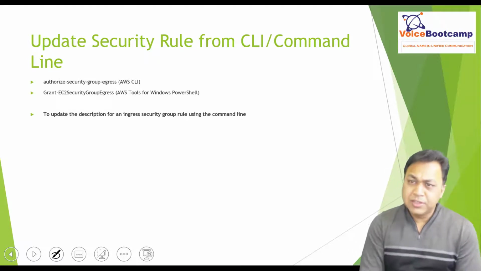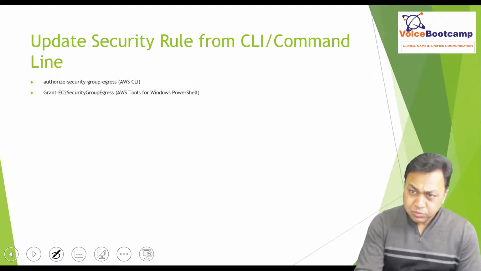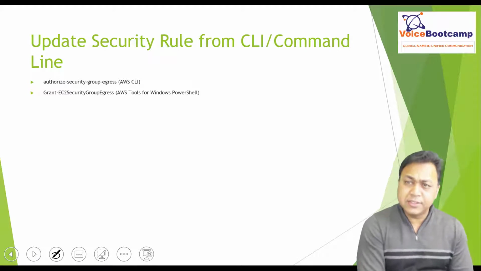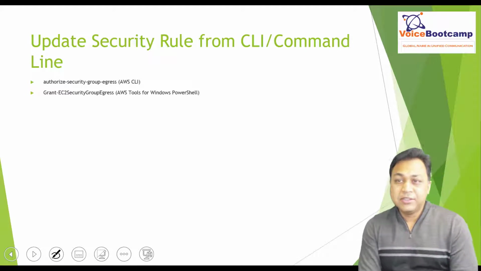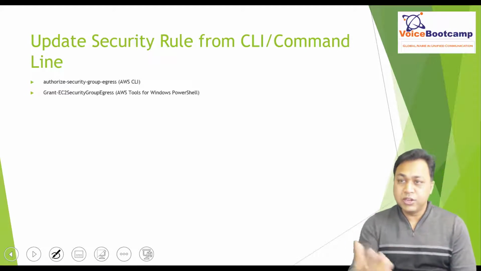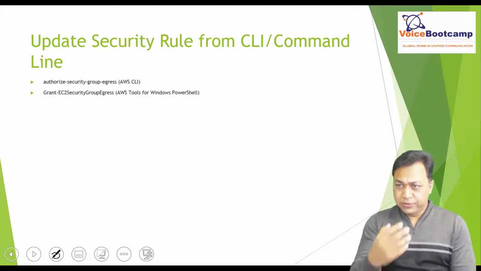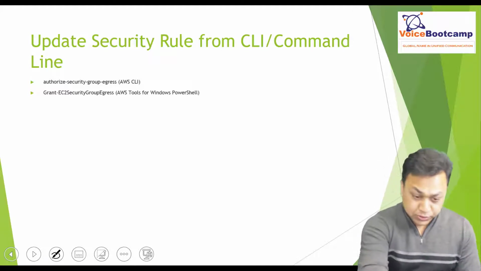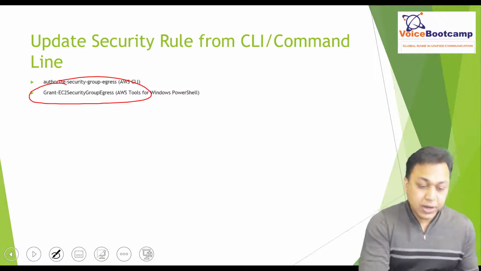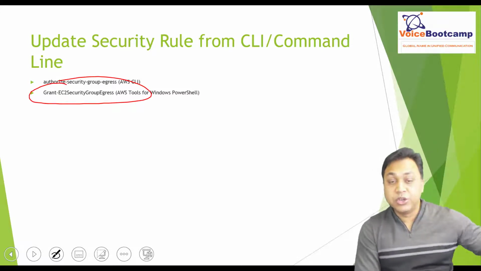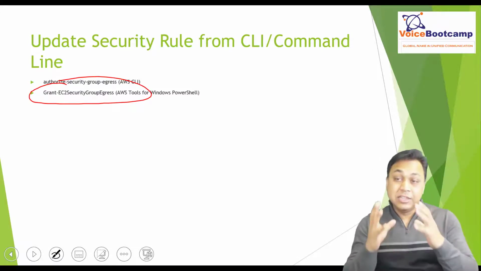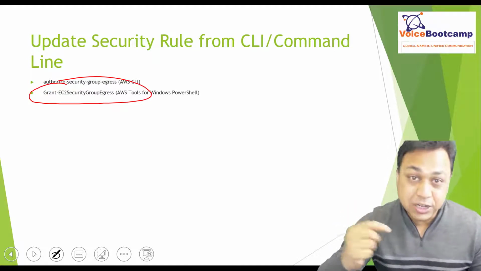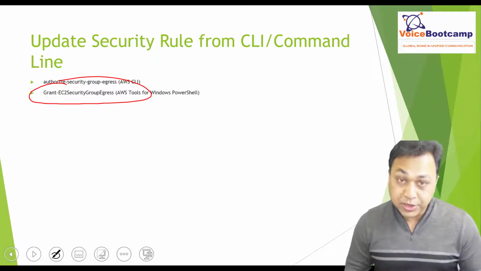So first of all, these are some of the command lines. As you can see, it says authorize-security-group-egress in the CLI, or you can use Windows PowerShell. If you're using Windows PowerShell, then you would be using this command, Grant-EC2SecurityGroupEgress. Now that means that these two commands are applied on the egress rule, hence the word egress.